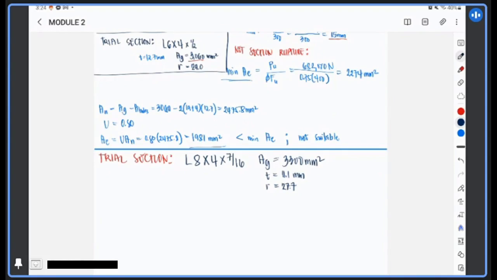Let's check for net section rupture again. AN will be equal to your gross area minus the area of the holes.